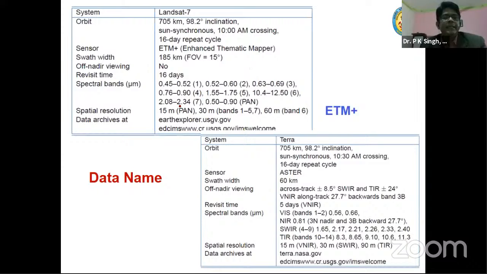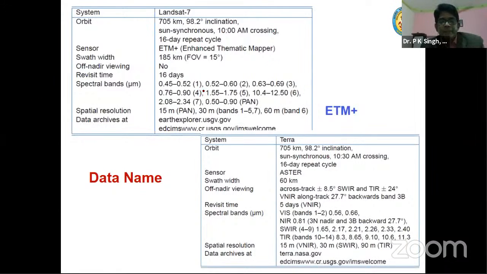Okay. Then comes the... I am unable to remove this strip. It is visible here. Okay.